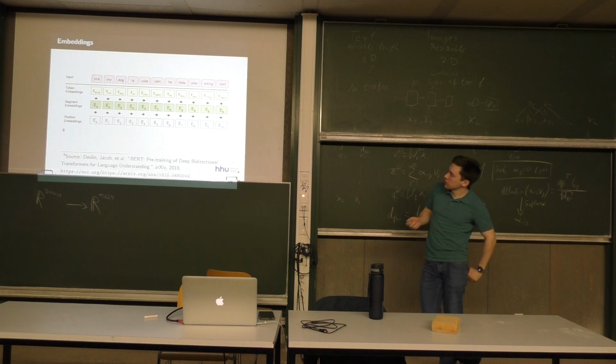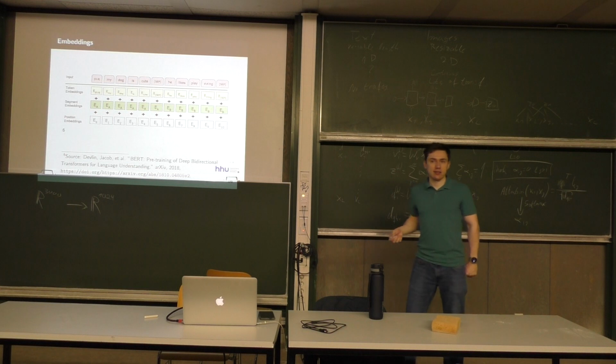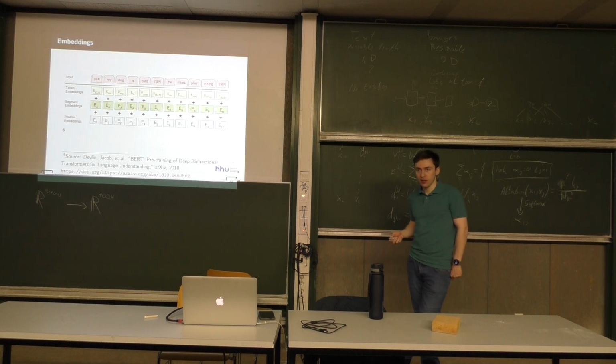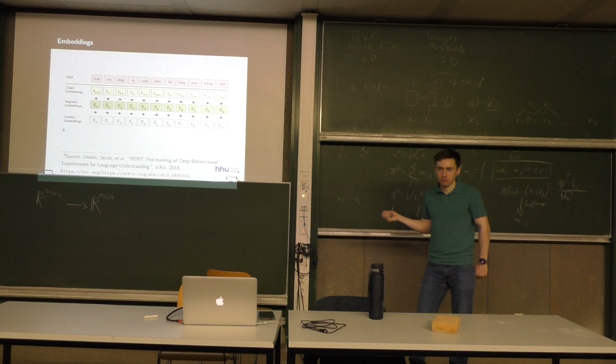But that's of course not enough. Transformers have no inherent concept of order. And of course the order in a sentence is very important. You can't just scramble a sentence and expect it to have the same meaning. So that's why we add this position embedding. Basically, for each position in a sentence, we add a number, and then we embed this as well.